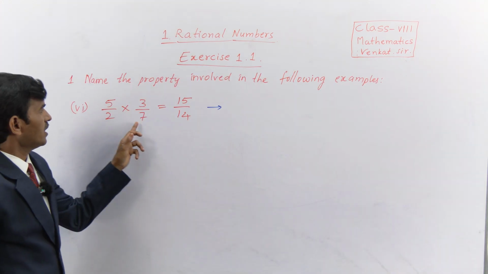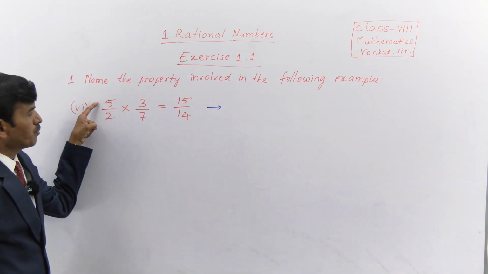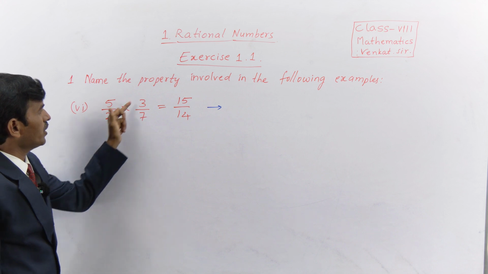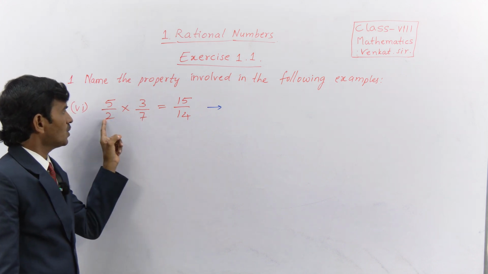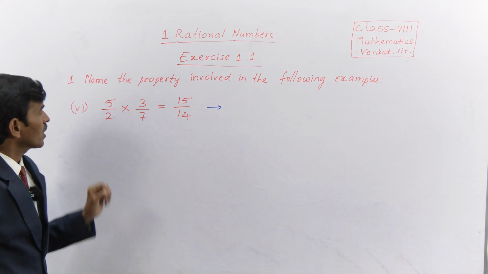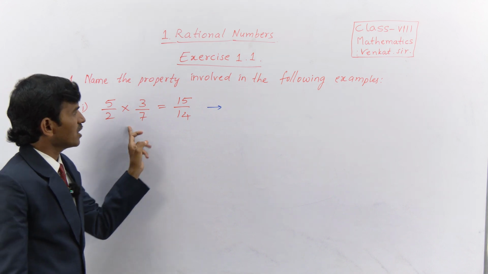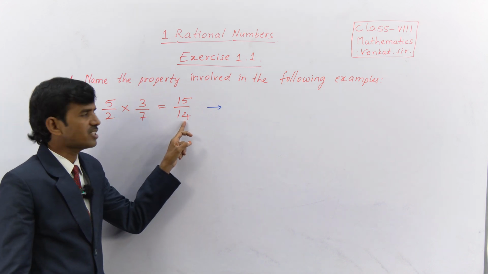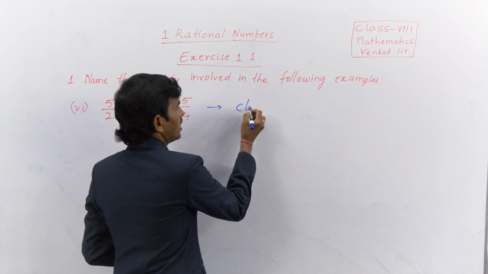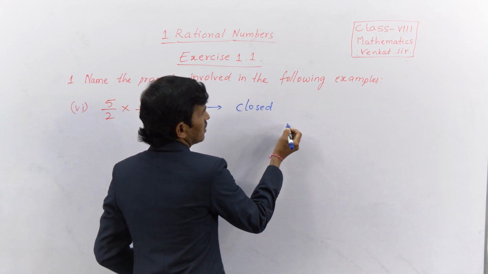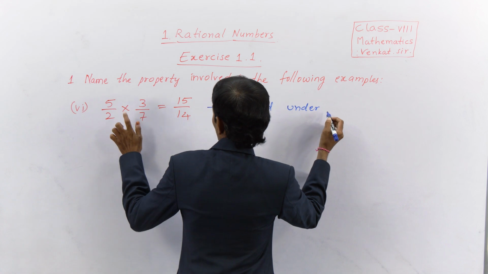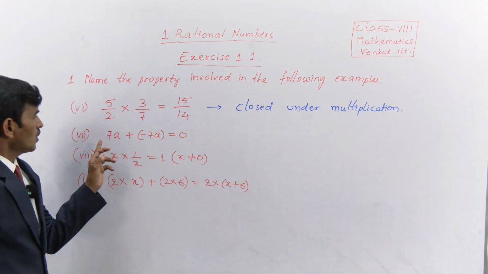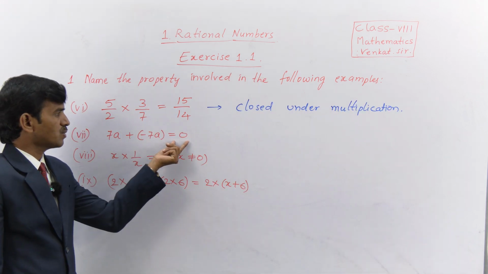So let us take the product of these two rationals, 5 by 2 into 3 by 7. What does it give? 5 into 3, 15, 2 into 7, 14. As the product of two rationals is also giving us another rational number, therefore this property is called closure property under the operation, what is it here? Multiplication.